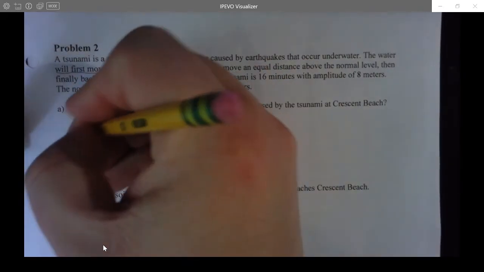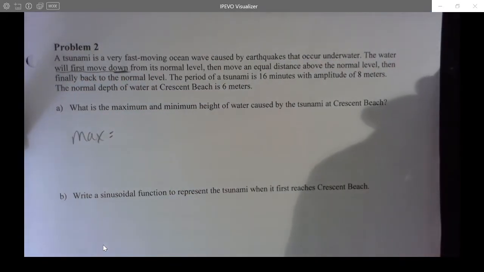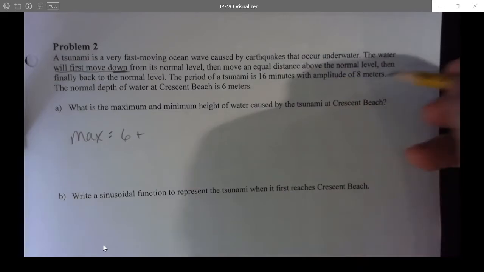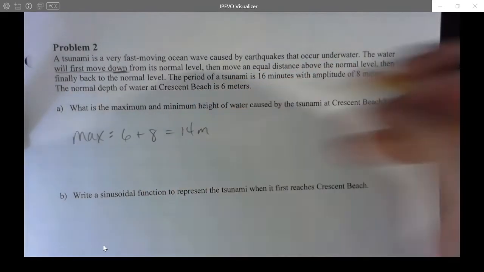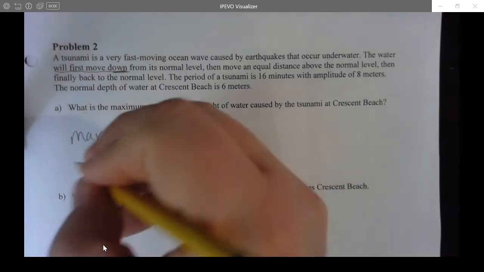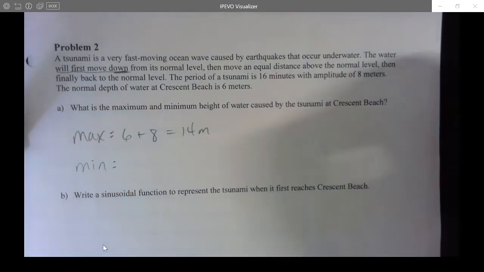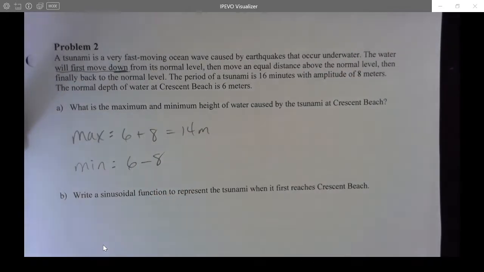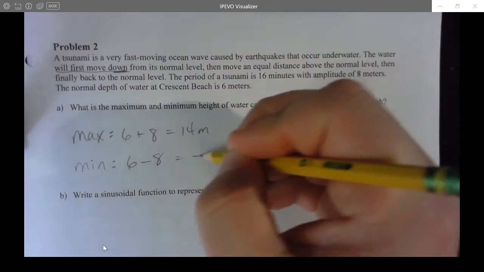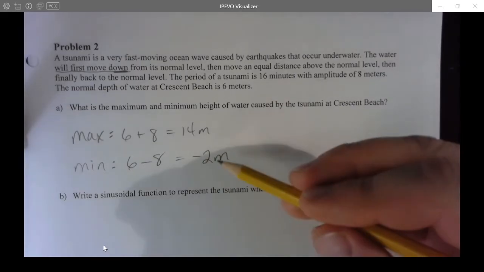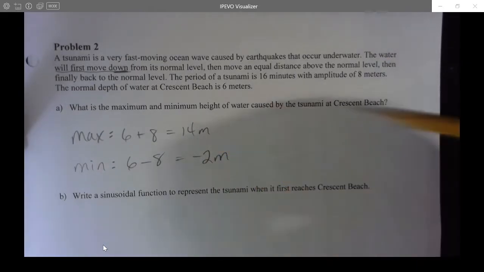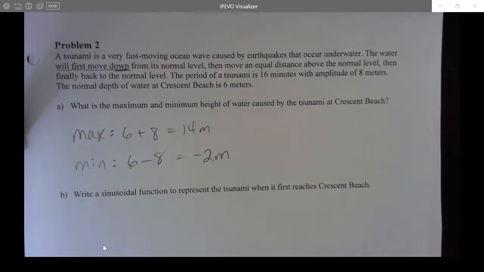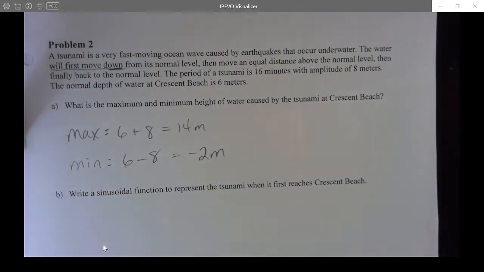So the maximum would be, of course, the 6 meter normal level plus the amplitude of 8 meters. So that's a 14 meter wave. And the minimum would be the 6 meters minus the 8 meters, which is negative 2 meters. So you're standing on the beach, suddenly the water level drops 2 meters, then suddenly along comes a wave 14 meters high, and head for high ground, or that'll be the end of you. 14 meters is a heck of a tall thing of water to come at you.